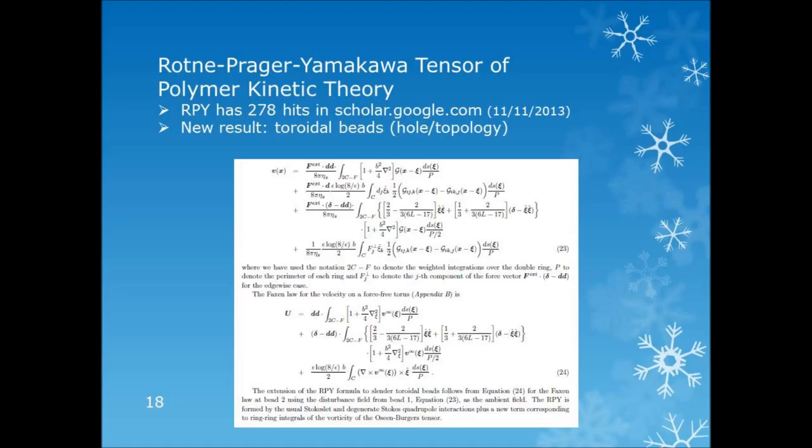In the world of polymer kinetic theory, there's something called the Rotne-Prager-Yamakawa tensor, which is important enough. You'll actually find 270 hits if you look it up in scholar.google.com. But most of those Rotne-Prager-Yamakawa tensors have to do with interaction between two spherical beads. And so as Chip alluded to, one of my expertise, going back to the early stage of my career, is looking at particles of non-spherical shapes and so on. So recently, I worked out the Rotne-Prager-Yamakawa tensor for two toroidal beads. So if you have two donut-shaped objects that are interacting with each other, you can actually construct the Rotne-Prager-Yamakawa tensor, and here it is. And so I want to assure my chemical engineering colleagues I'm still doing useful things in research as well.